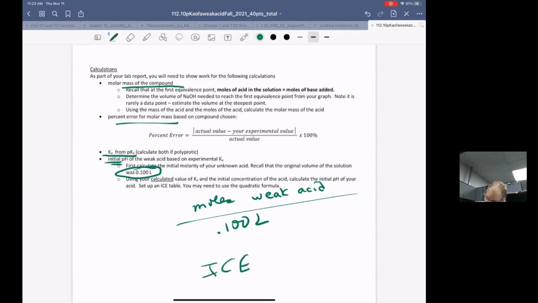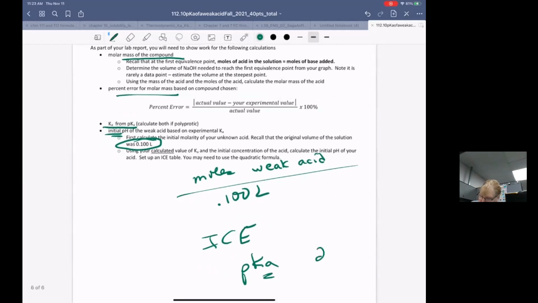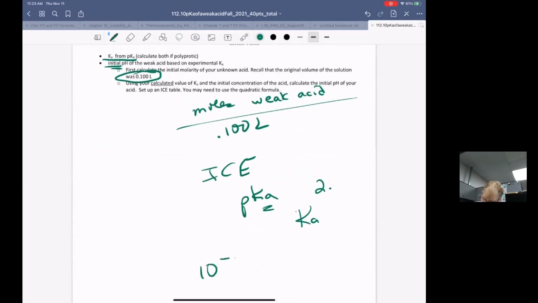You're going to need your ice chart. You're going to take your pKa from this, and you're going to take the one that you got. This one here was like a 2 point something. I'm going to take that pKa and go back and calculate Ka. Remember that 10 to the minus pKa is equal to Ka. So I've got an ice chart, I have a molarity, I can do my Ka.